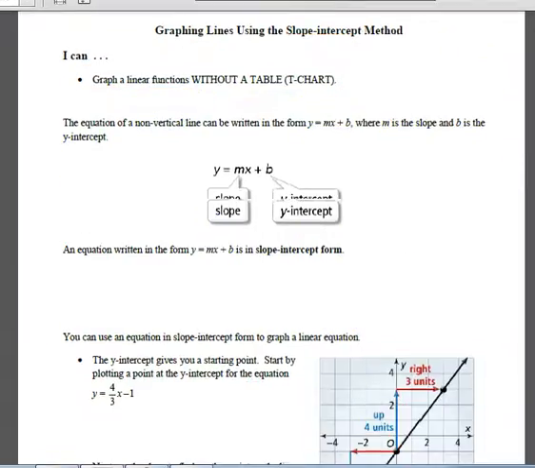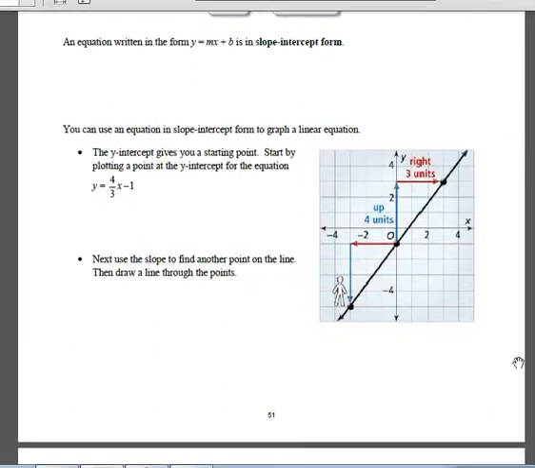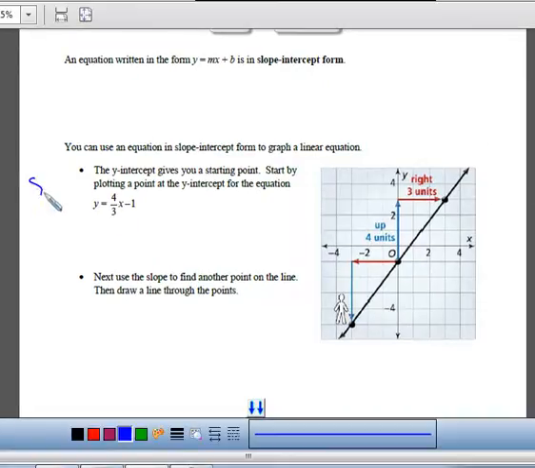Alright, so we have an example at the bottom. It's kind of done for you, but I'm going to walk through it with you and point out the different parts. So, this is step 1. If you want to get in the habit of writing step 1 and then step 2, the y-intercept gives you a starting point. Start by plotting a point at the y-intercept for the equation.